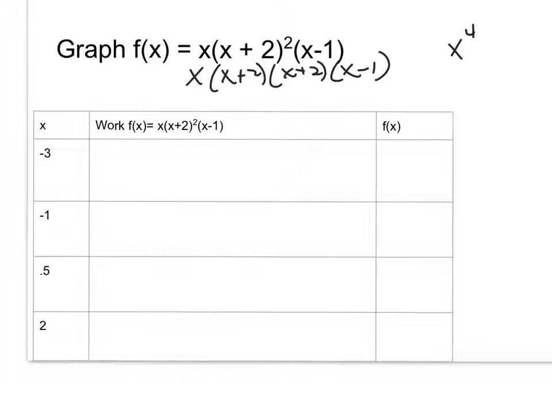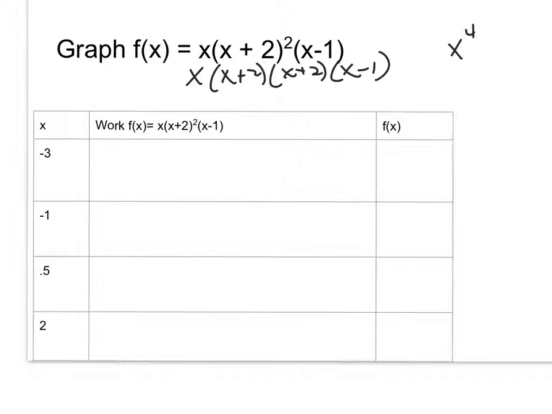I also notice that this is a positive leading coefficient. So my even degree, positive leading coefficient, my left and right end behavior is going to be up, up. So I know that my graph will be going up to the left and up to the right when I go ahead and graph it. So the first thing that I'm going to do is I'm going to find my zeros.